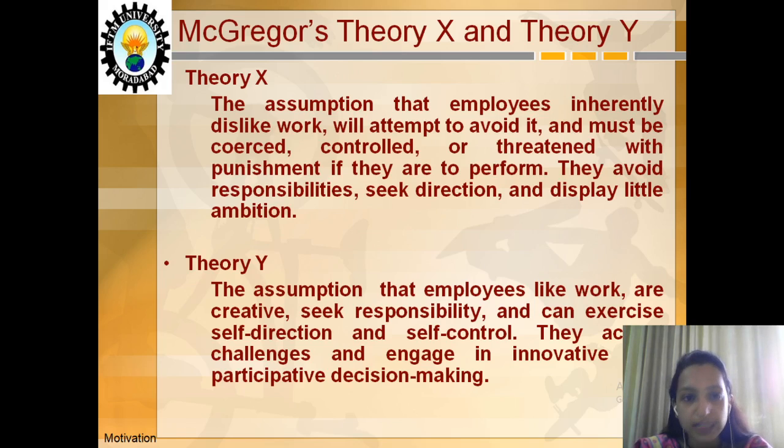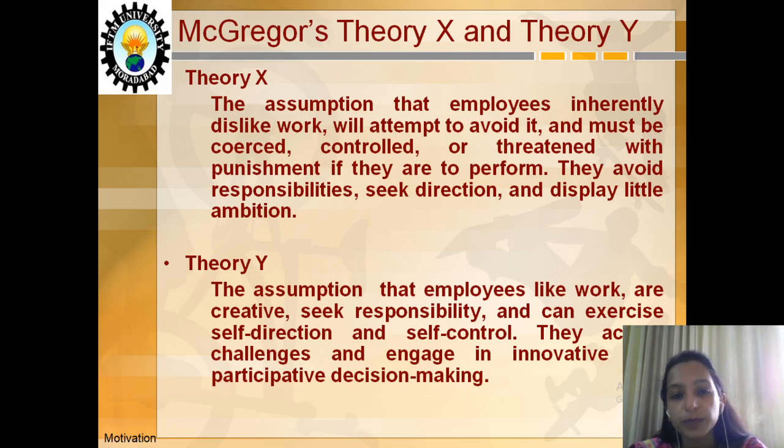Now coming to the next theory, that is McGregor's Theory X and Theory Y. McGregor says that there are two different sets of people. One belongs to Theory X and the other belongs to Theory Y. Now, what are the people who belong to Theory X? The assumption is that employees inherently dislike work, will attempt to avoid it, and must be coerced, controlled, or threatened with punishment if they are to perform. They avoid responsibility, seek direction, and display little ambition.